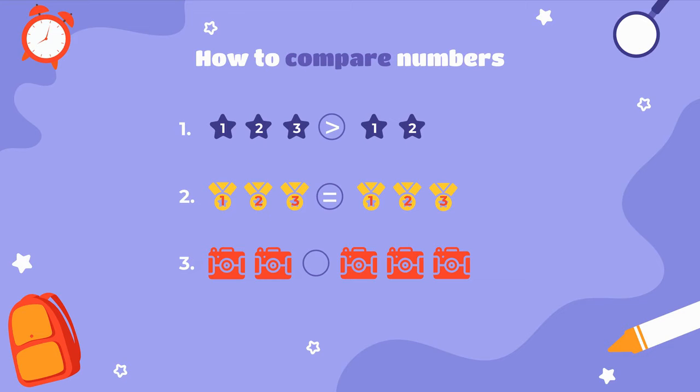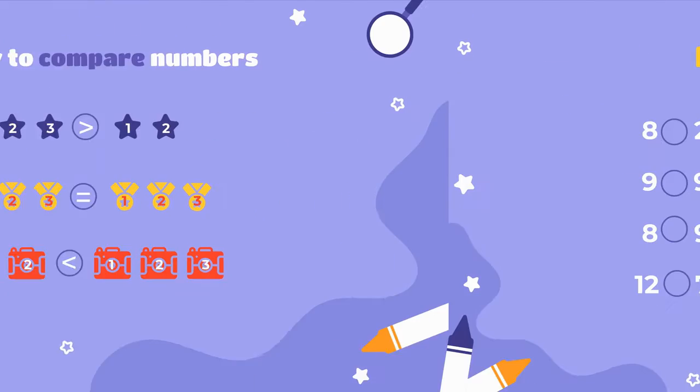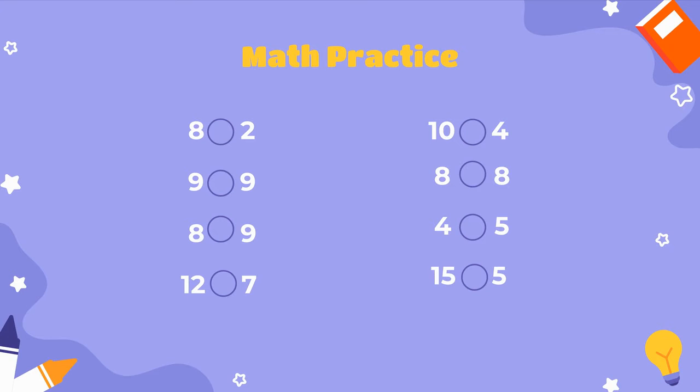Let's count. We have 1, 2 cameras, which is compared with 1, 2, 3 cameras. 2 is less than 3. That is the less than sign. Math practice. Pause the video here and see if you can figure out by comparing the numbers.